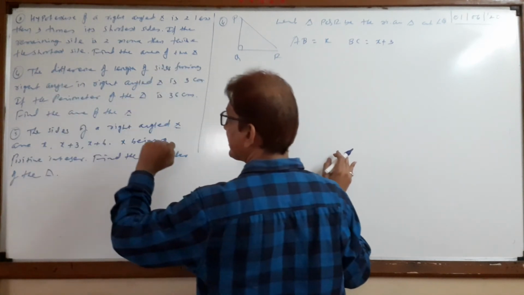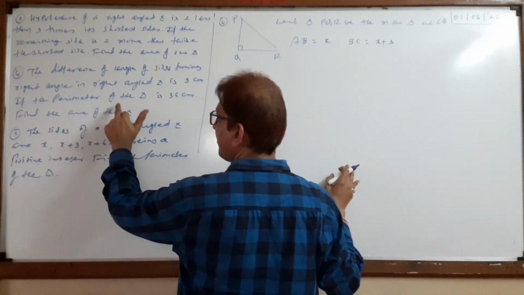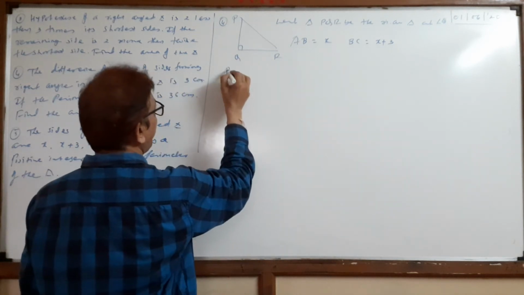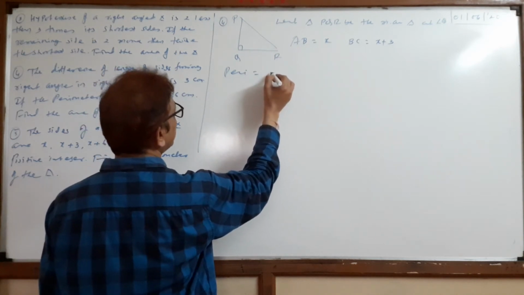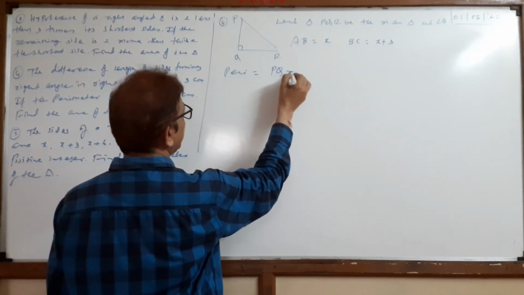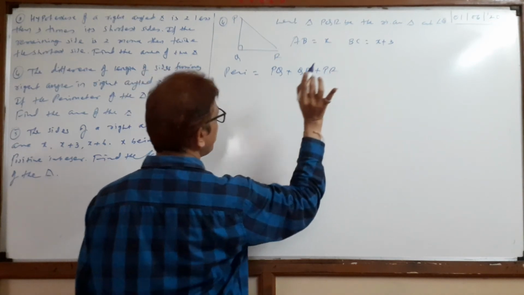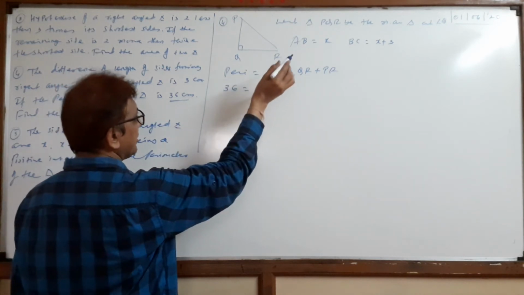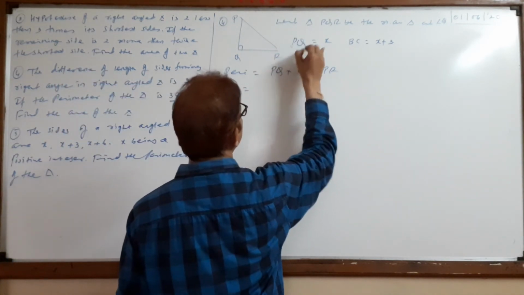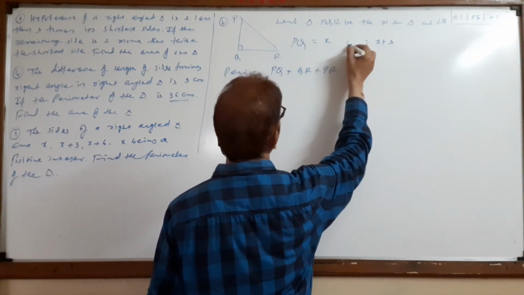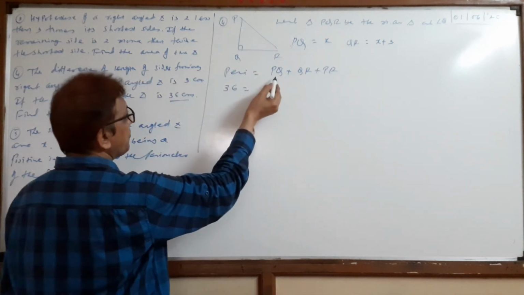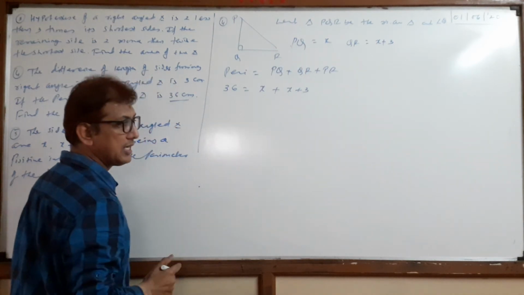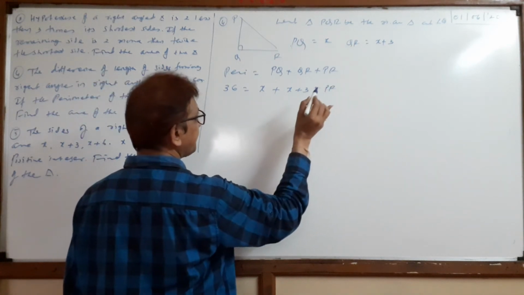Okay? Now second sentence. If the perimeter of the triangle is 36. Perimeter, so apply perimeter of the triangle equal to PQ plus QR plus PR. Clear? Perimeter is 36 centimeter, given. Okay, here not AB but PQ and not BC but here QR.